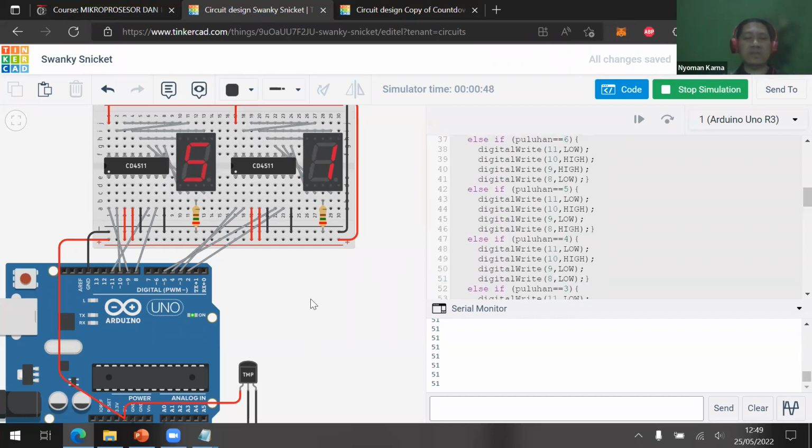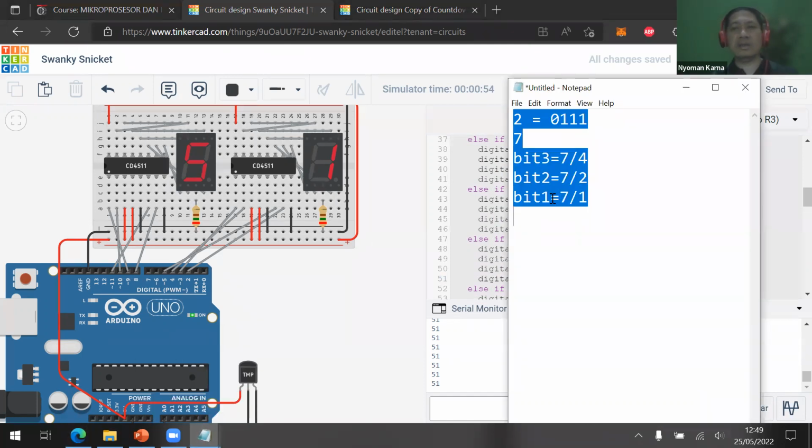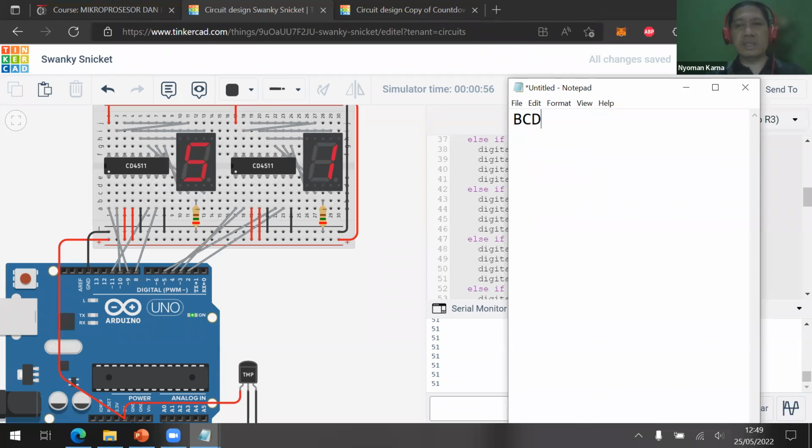So the solution for this, we can use 3 ways. The first one is to use the BCD to 7-segment decoder. This is the first solution.